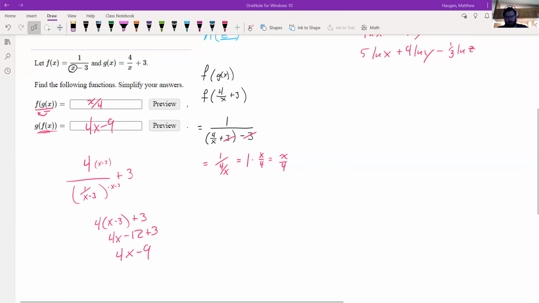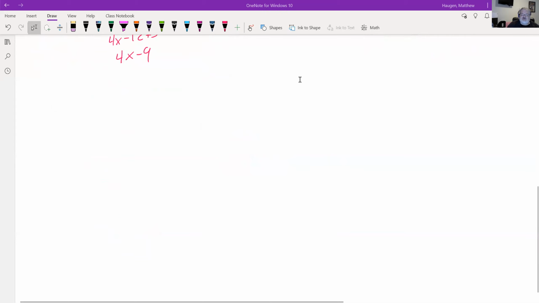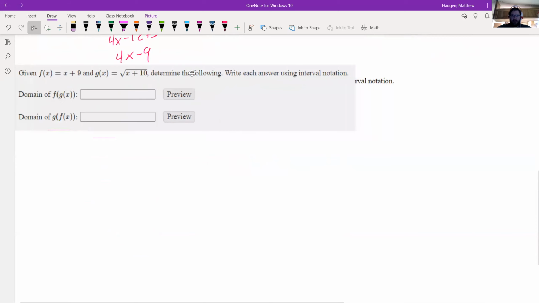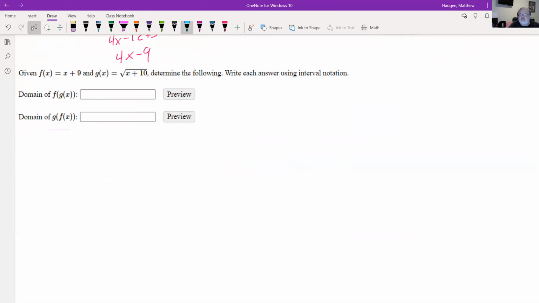Square roots just mess me up every time. I don't know why. Well, particularly it's asking you domains as opposed to asking you to find them. So that's adding a wrinkle into that question. I think that's the hardest part for me, is the domain. So let's talk about domain for a second.